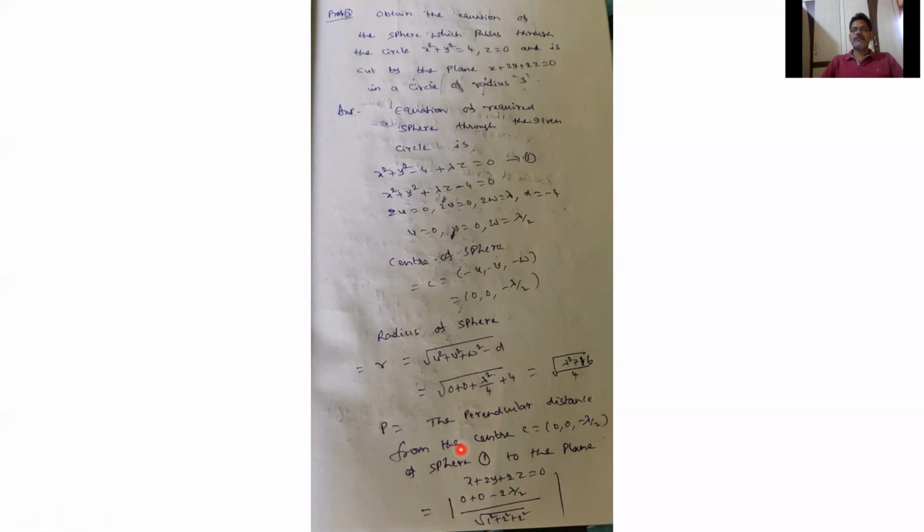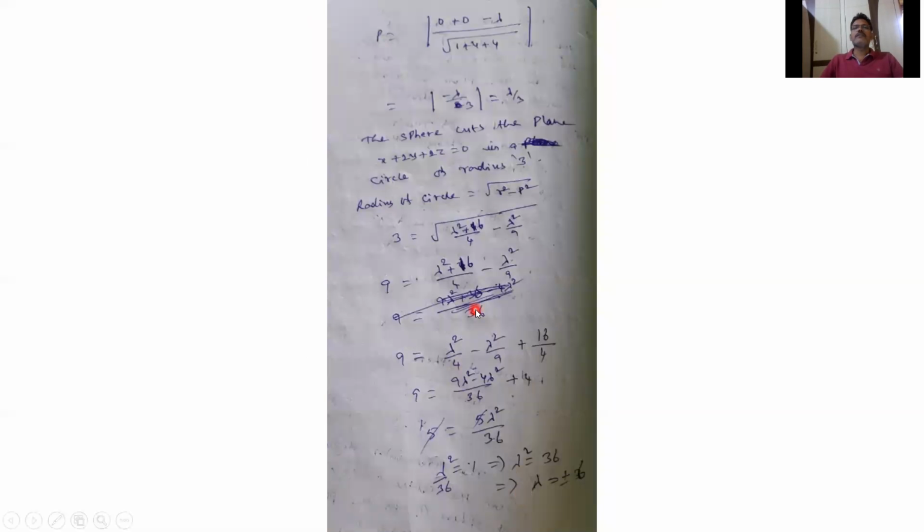Now P means the perpendicular distance from the center of the sphere to the plane x plus 2y plus 2z equals 0. We just substitute this point 0, 0, minus lambda by 2 into the formula, divided by root of the sum of squares: x coefficient square 1 square, y coefficient square 2 square, z coefficient square 2 square. So we'll get lambda by 3.